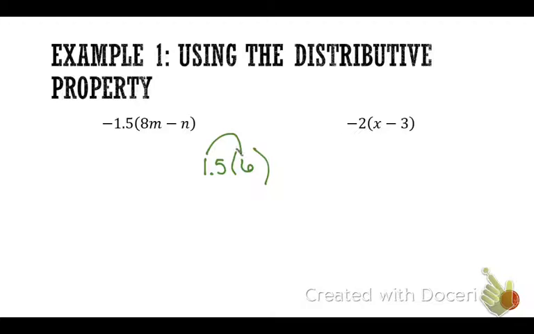What is 1 times 6? 6. What is half of 6? 3. So what is 1.5 times 6? 9. Because you would add 6 plus half of 6. 6 plus 3 is 9. Boom, done. All right, let's take it another step up.